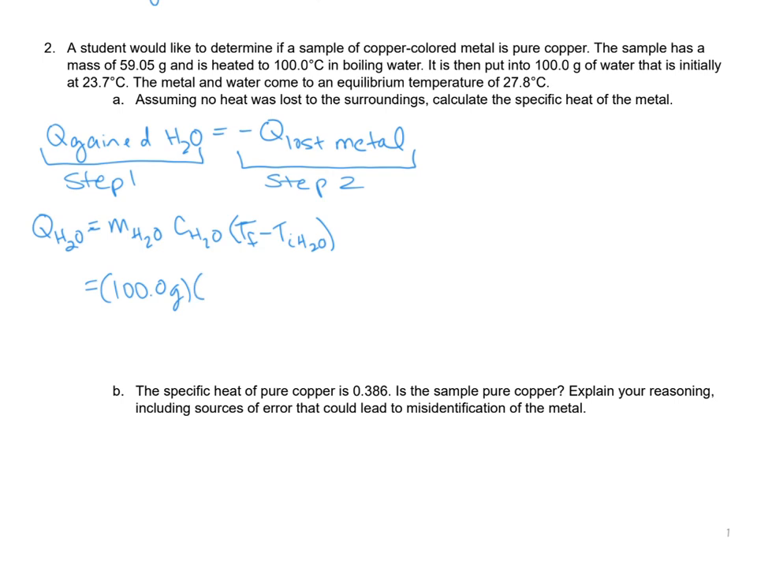The specific heat of water is a constant. It's written at the top of the page. This is liquid water, so it's 4.186 joules per gram per degree Celsius. The final temperature of both the water and the metal was 27.8 degrees Celsius. And the initial temperature of just the water, now remember, this is not the boiling water that we put the metal into. This is the cool water that's in our calorimeter. And so this is 23.7 degrees Celsius.